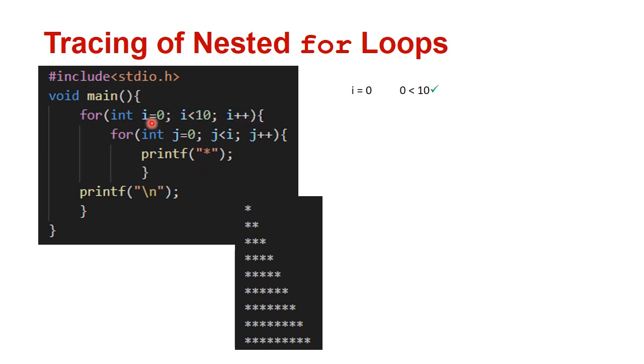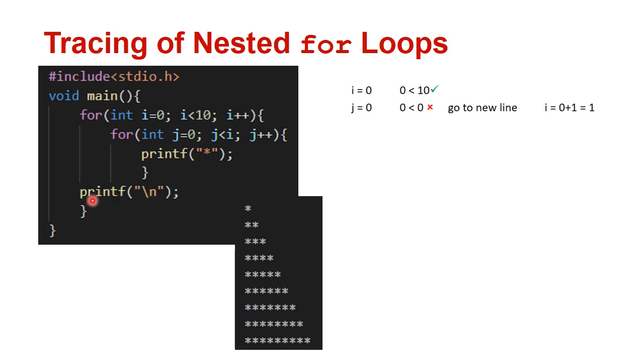So here first i equals 0, 0 is less than 10, so it will go to the inner for loop. In the inner for loop, j is equal to 0. Now j and i both are 0, 0 is less than 0, this condition is false. So it will not go to the inner for loop statements, because only if this condition is true can we go to the statements in the inner for loop. So it will skip this inner for loop and go to the outer for loop.